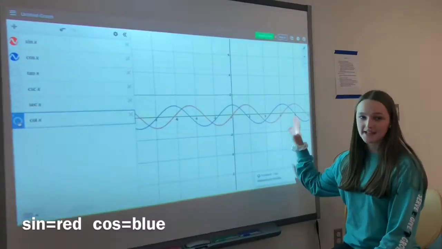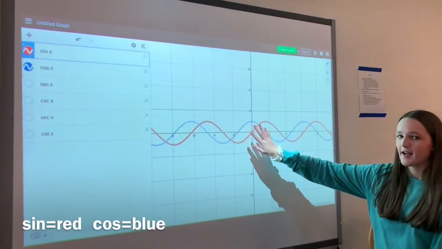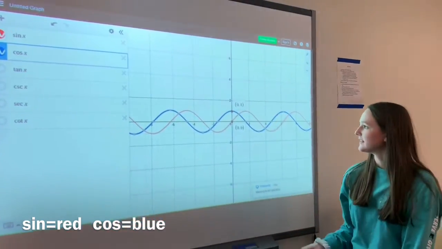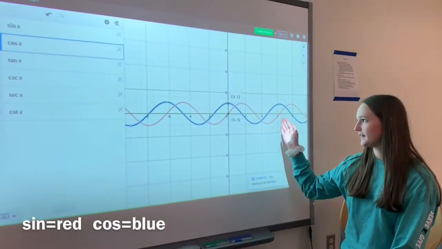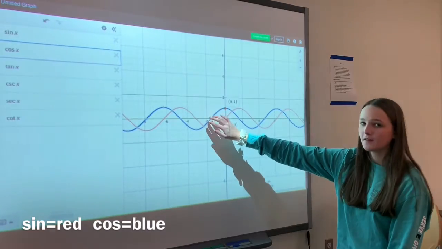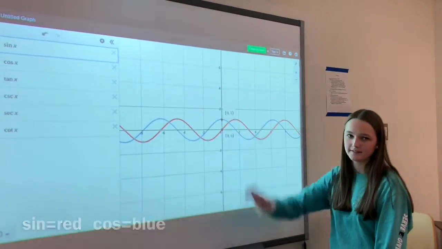You can see we have sine and cosine here again. Sine being the red because it goes through 0, 0, and cosine being the blue because it's at 1, which is the amplitude. These graphs are the same, except they're just phase shifts of each other. So like if you would move cosine just 1 over, it would go through the center, which is sine.